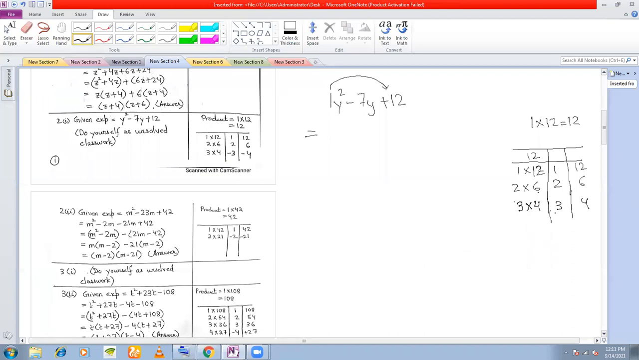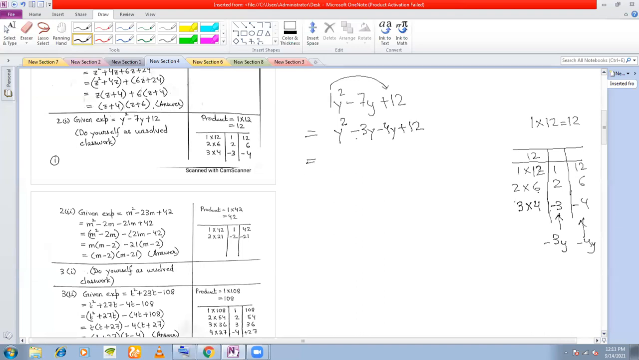So will it give me minus 7 in any way? Yes, it can. Because if I take minus 3 and minus 4, then I will get a minus 3y here and I will get a minus 4y here, right? So what I do here is I break up 7y as minus 3y minus 4y plus 12.